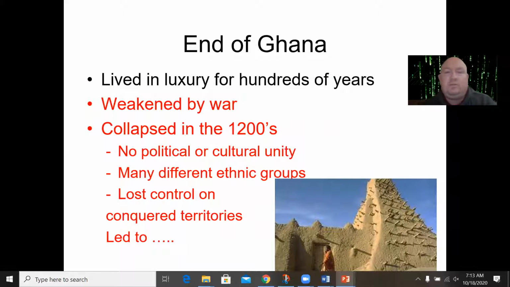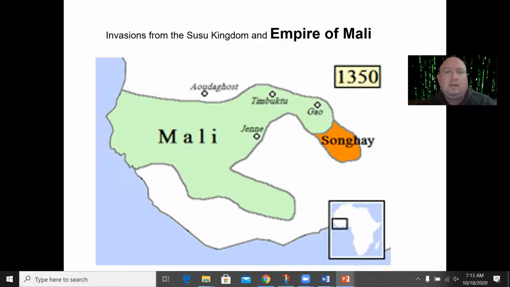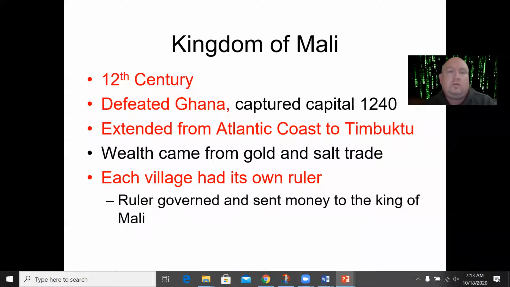Ghana was eventually weakened by war and also by inefficient leadership. They didn't have a lot of cultural unity. Culture is a very important thing for maintaining a nation over time, whether they have borders or not. And once they fell, we got Mali. And you see some key cities here, including Timbuktu. So we're looking here in the 12th, 13th century going on.